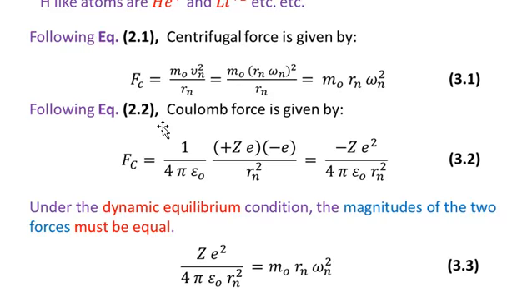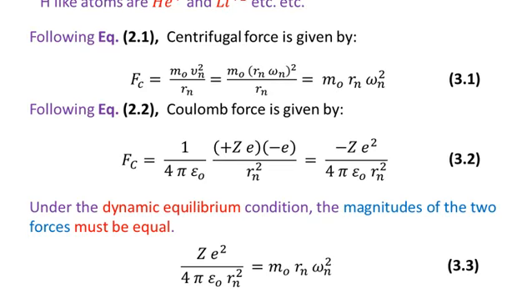Now following equation number 2.2 from the previous slide, the Coulomb's force is given by FC, here capital C stands for the Coulomb force, and the small c in equation number 3.1 stands for the centrifugal force. So here the Coulomb force is equal to 1 over 4 pi epsilon naught times plus Ze times minus e, where plus Ze is the charge of the nucleus and minus e is the charge of the outer electron, divided by the square of Rn. This simplifies to minus Ze square over 4 pi epsilon naught times Rn square, as shown in equation number 3.2.